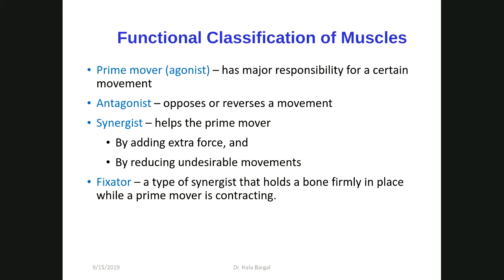Then we will come to the third classification of the muscle. What do we call it? Functional classification of the muscle. It is very, very important for you to understand and memorize these definitions. Prime mover, agonist, has major responsibility for a certain movement. The prime mover, which we call agonist, has a major responsibility for a certain movement.